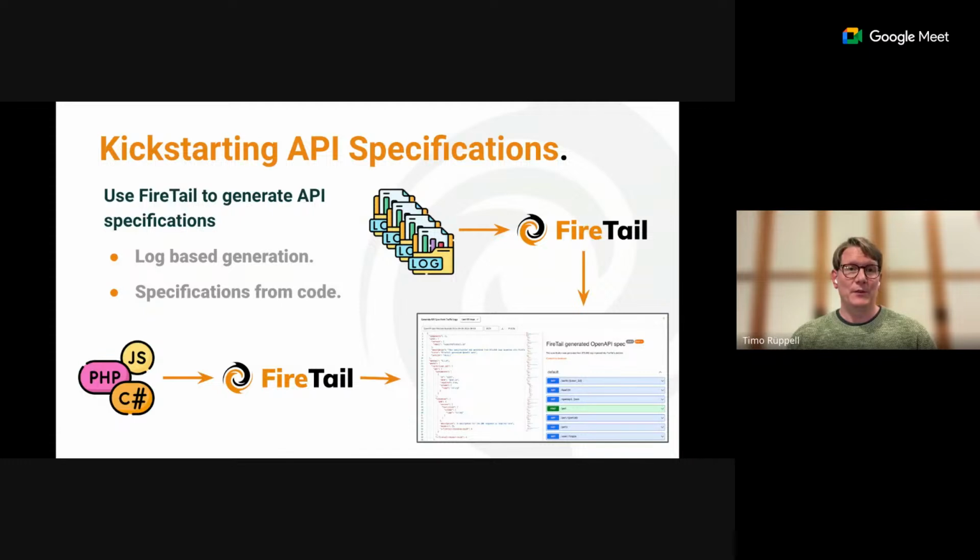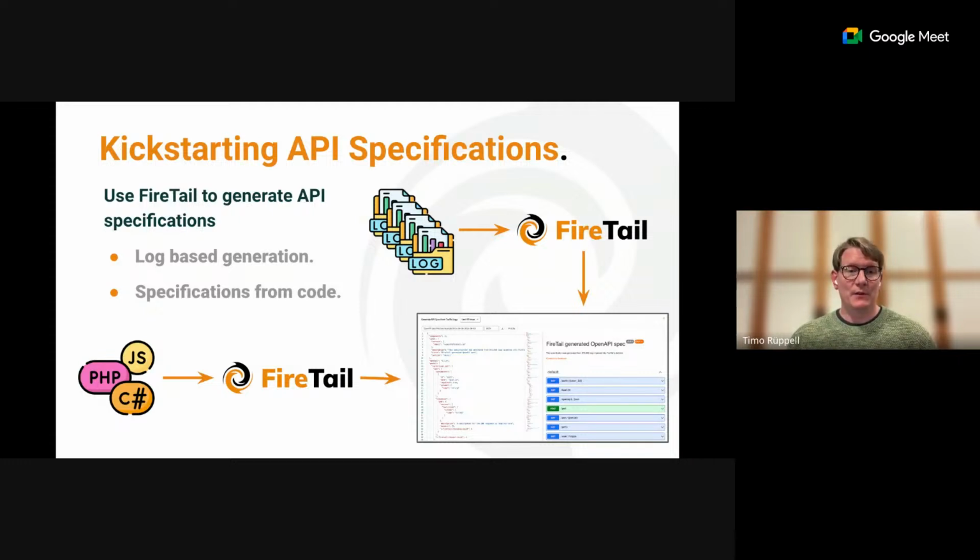And so one of the best solutions for this is OpenAPI specifications, formerly known as Swagger. There are some other alternatives that are also available, which are equally good and have equally good tooling support. For FireTail, we chose OpenAPI, and we provide a couple of different ways to help people get started with an OpenAPI specification, because we do realize that some people just don't have it ready, right?